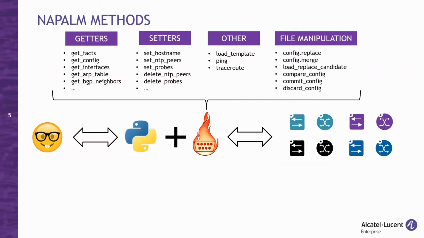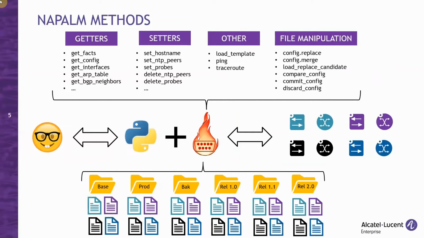And lastly, there's a file manipulation group. With these methods, we can, for example, replace or merge a configuration file. There's support for loading a candidate file, comparing it to the running config, and committing or discarding the changes. As you can see, since the setters are quite limited for performing configurations, most configuration is done by file manipulation. What that means is that in most cases, we need to either create a new config file and apply it, or we need to create a delta configuration file and apply the changes.